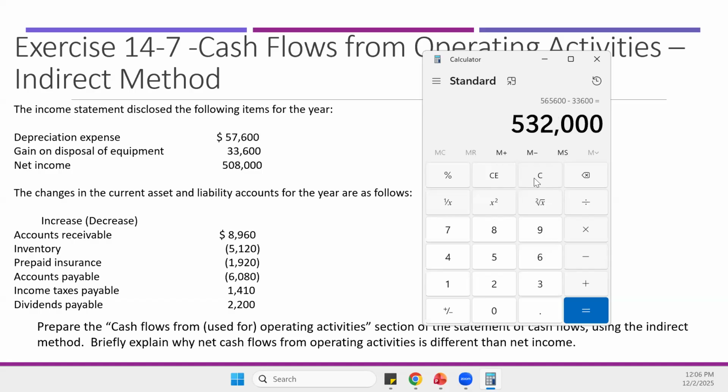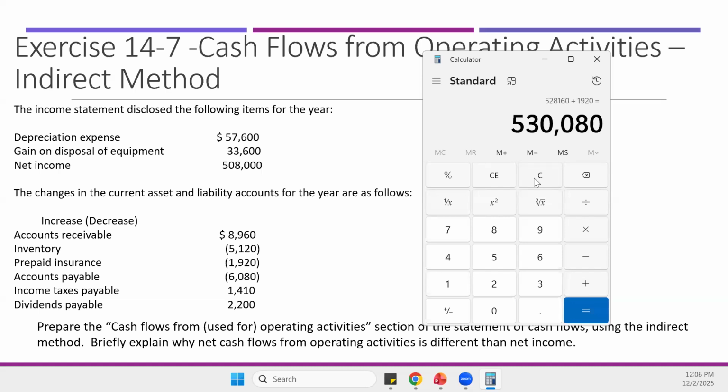Accounts receivable increased by 8,960. So we have to decrease our cash flows because an asset increased. That means cash flow decreased. Then inventory went down, so we have to add that. Prepaid insurance went down, so we have to add that because that's an asset.